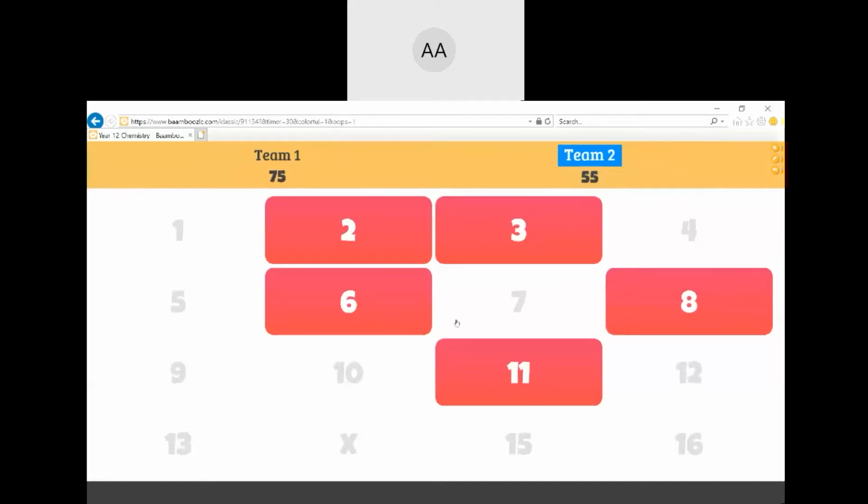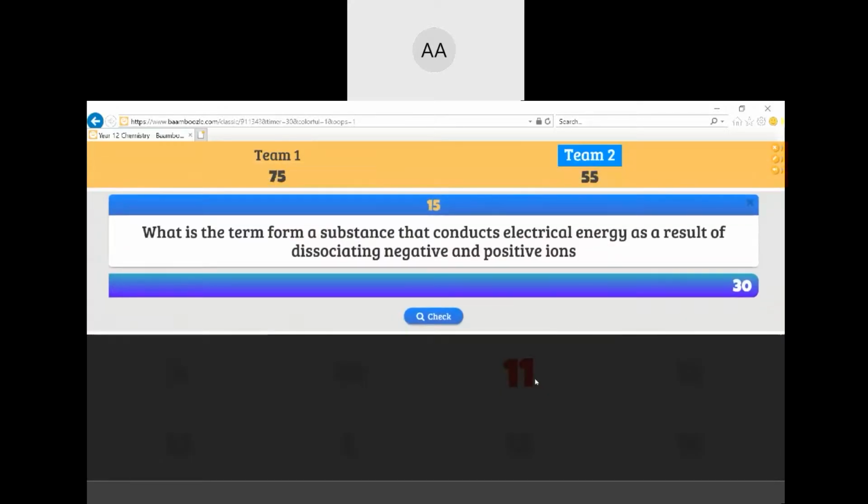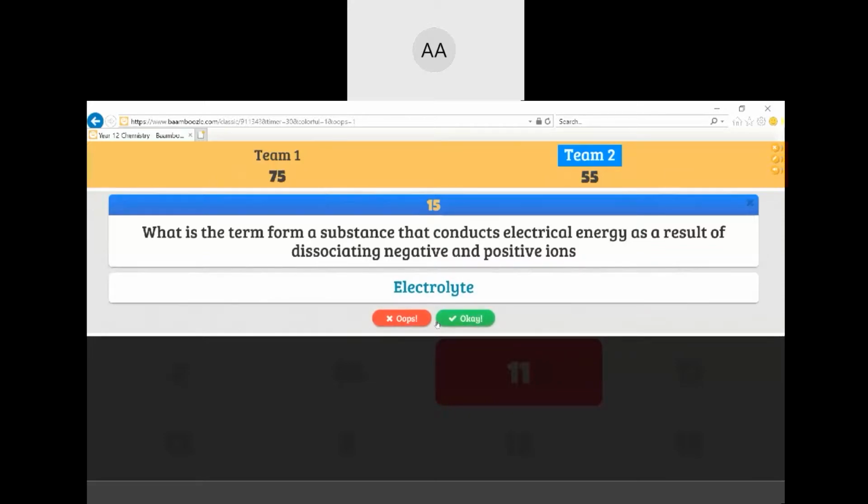Okay, team 2, let's see if you can pick up some of these points. Number 11, you say. What is the term for a substance that conducts electrical energy as a result of dissociating negative and positive ions? I hear you coming in with an answer very quickly. You sure you don't want to check that? Still got some time left. Okay, let's go for it. An electrolyte. Well done, fantastic.